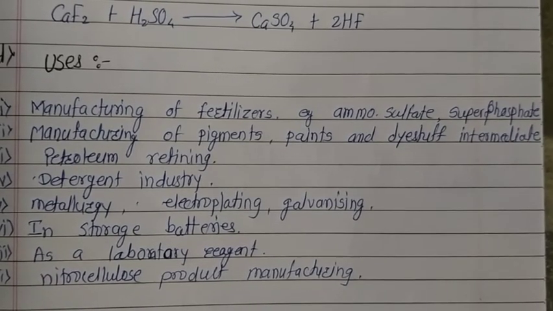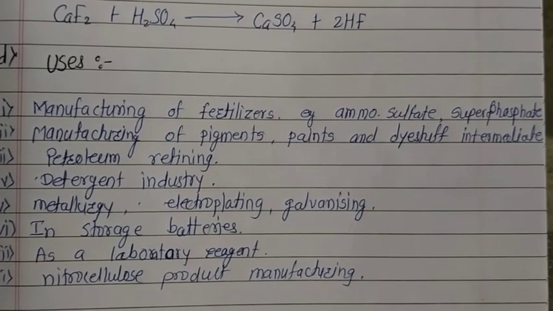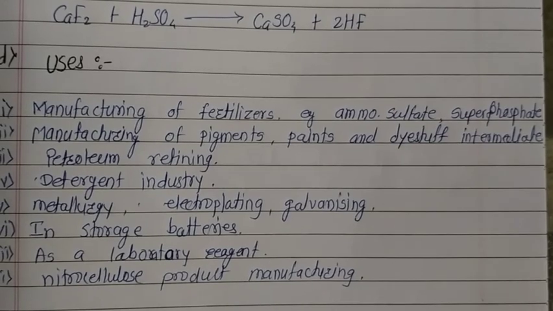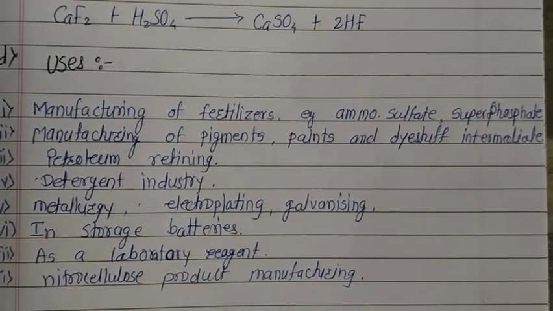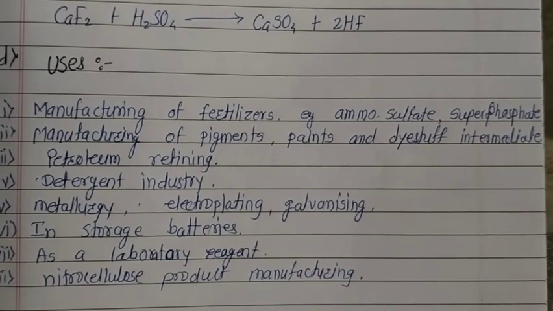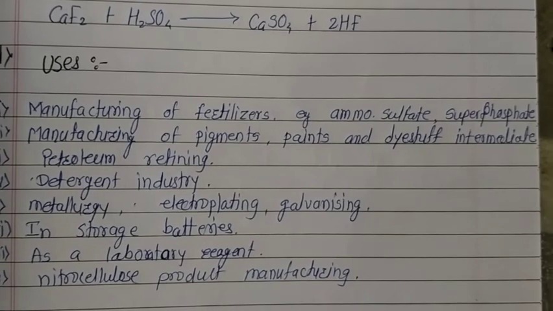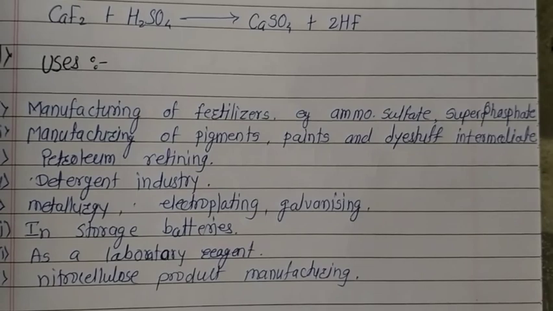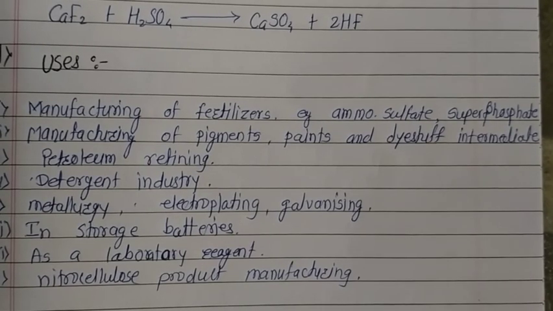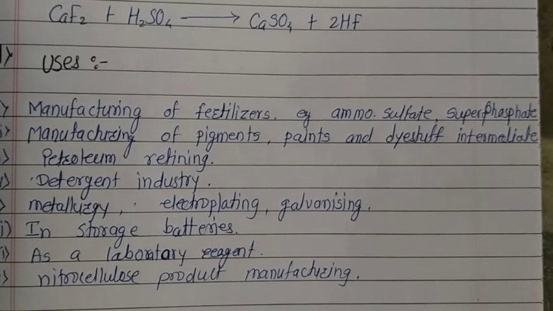Next is in manufacturing pigments, paints, dyes or dyestuff intermediates. Next use is in petroleum refining. Fourth one is in the detergent industry. Next, in metallurgy, for cleaning of metals, electroplating and galvanizing. Next, use in storage batteries. Also used as a laboratory reagent and also used in the manufacture of nitrocellulose products.